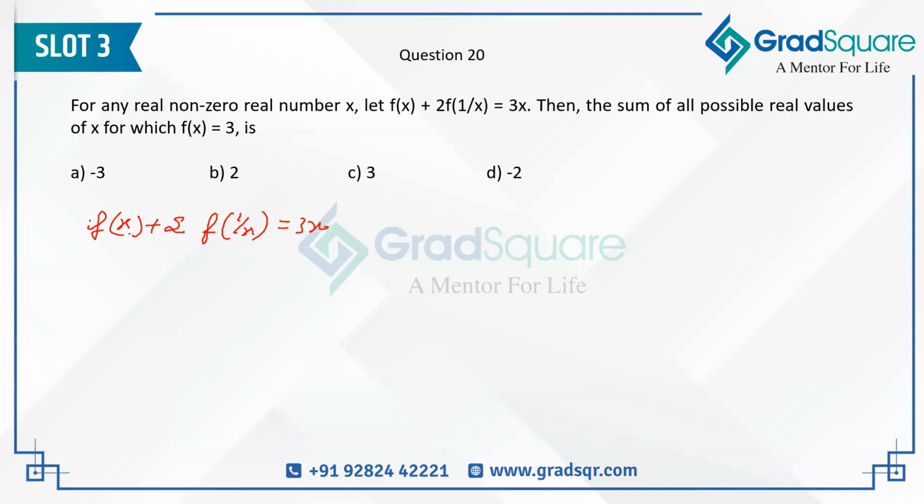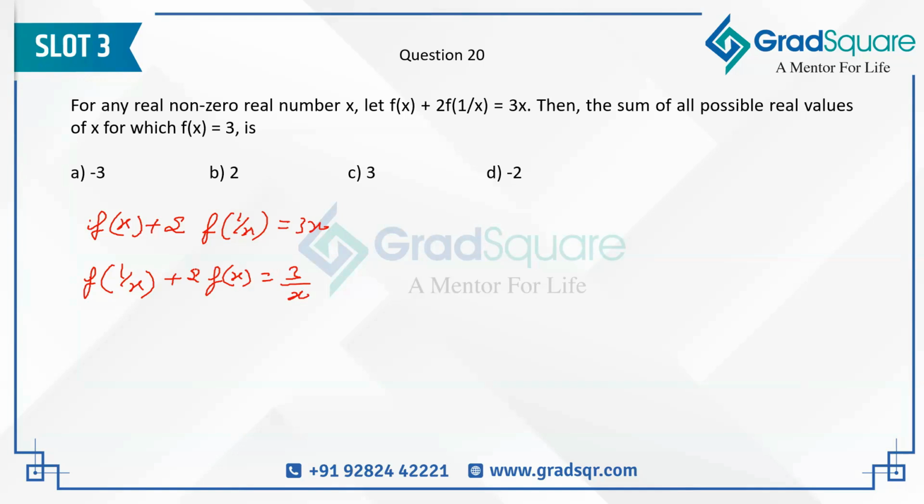We can look at this and say, instead of x, if I put 1 by x, I will get one more equation. If I put 1 by x over here, what will I get? I'll say 2 times f of x plus f of 1 by x is equal to 3 by x. Instead of x, I've put 1 by x. I can do that, right? Now, if I add the two equations, what am I going to get?